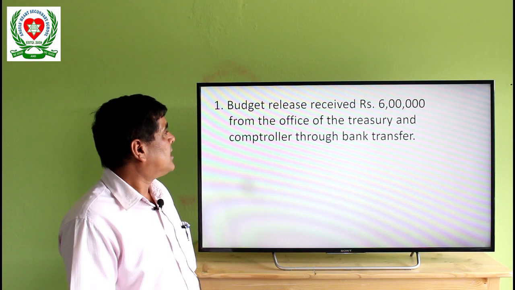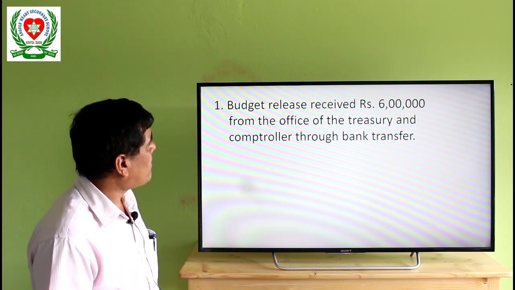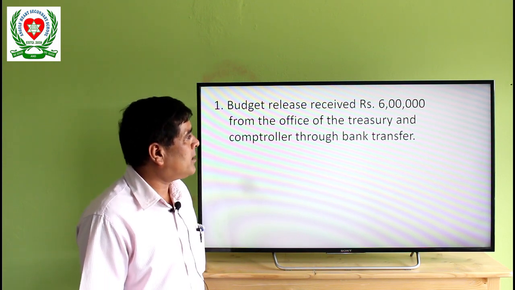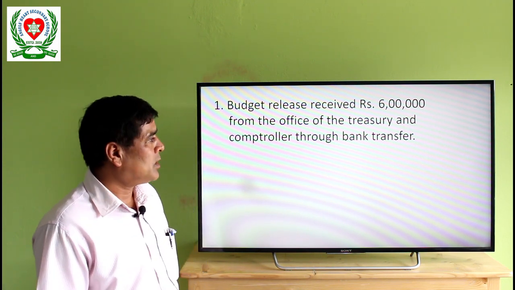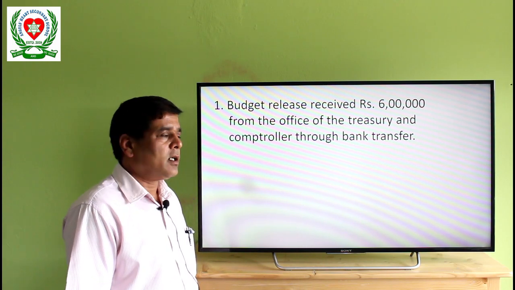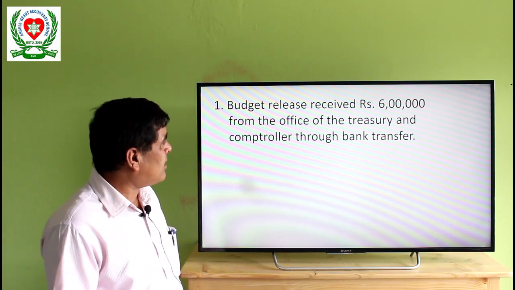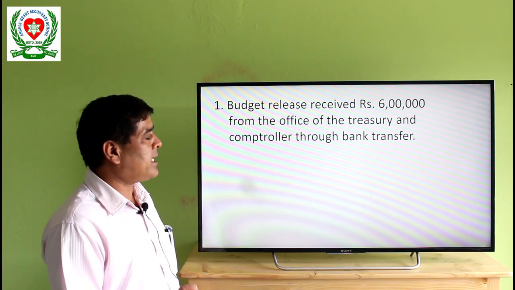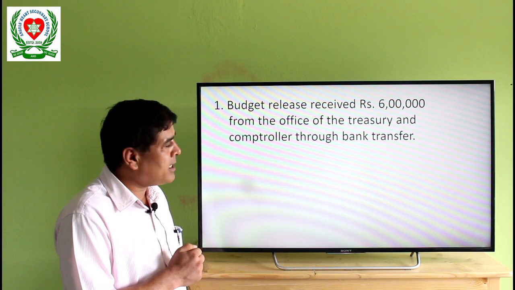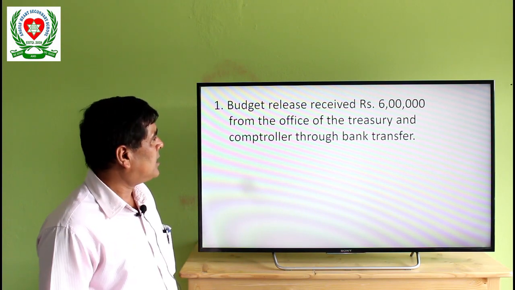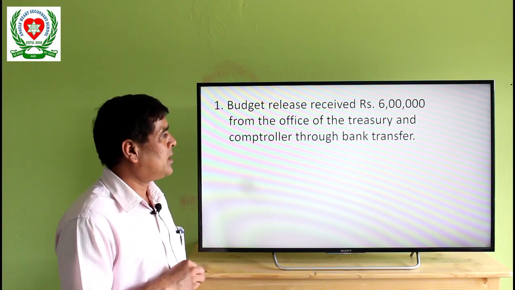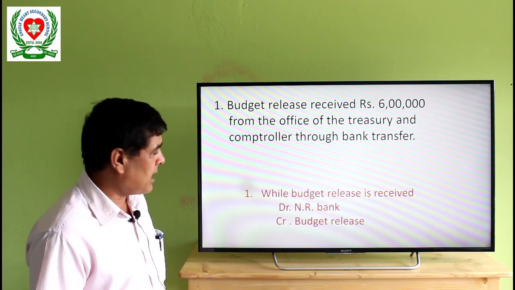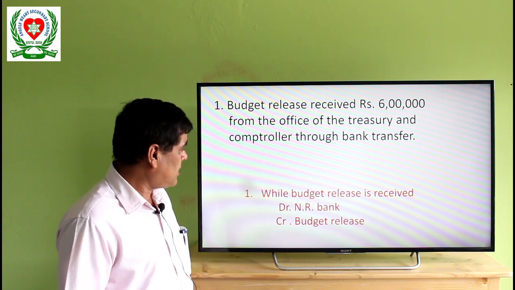Let's start. The question comes like this: budget release received, rupees 6 lakh, from the Office of the Treasury and Comptroller through bank transfer. Suppose we are the accountant of an operating level office and we get budget release from the government, from the central level office. When budget release is received, we have to make a journal voucher like this, as I had explained in the previous video.